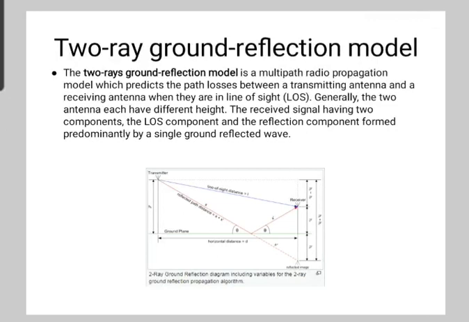Okay. So, depending on the phase difference, that is phi, between the LOS, line of sight ray, and the reflected ray, the received signal may suffer constructive or destructive interference. Hence, this model is called the two-ray interference model.